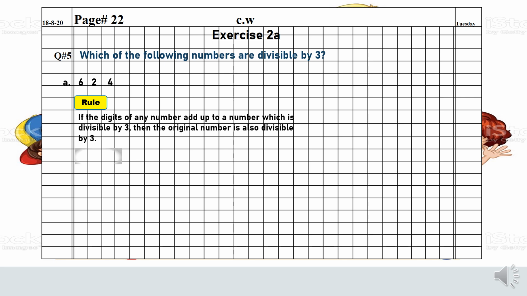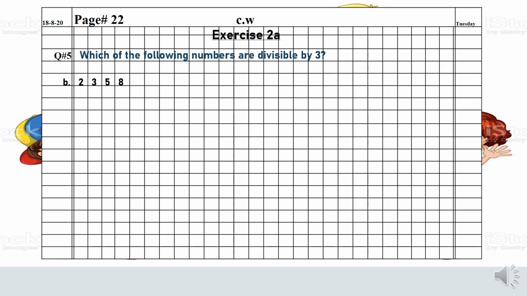So what do we have to do now? We have to do a few calculations. So let's add them. 6 plus 2 plus 4. The answer is 12. So 12 is divisible by 3. It comes in the table of 3. So when 12 is divisible by 3, automatically 624 is also divisible by 3. So quickly write it down in your notebook, and now we will do the B part.